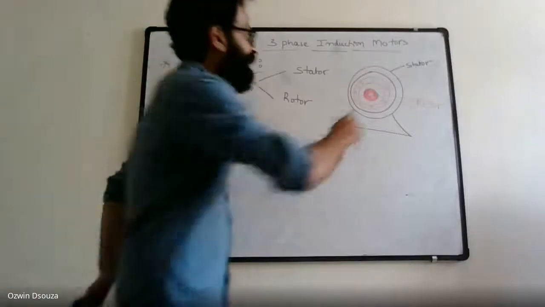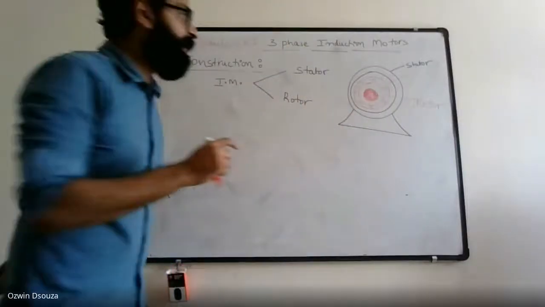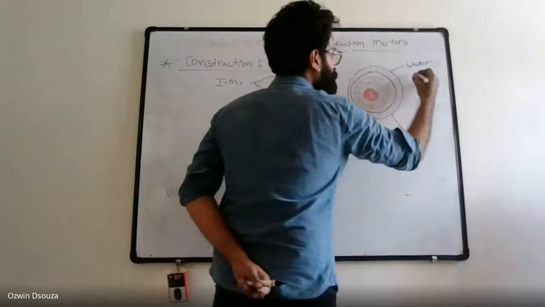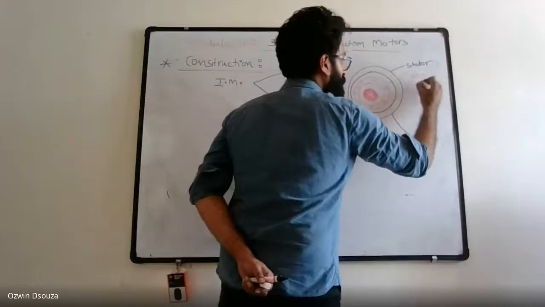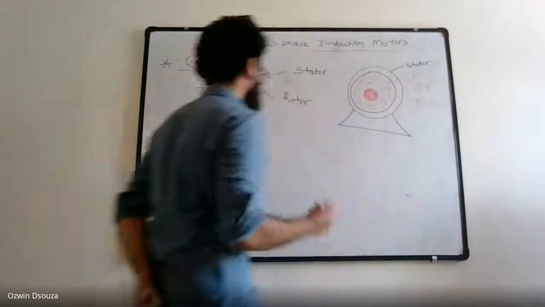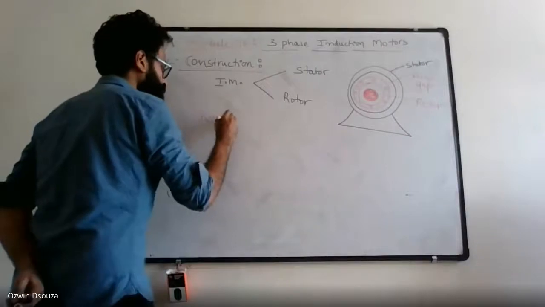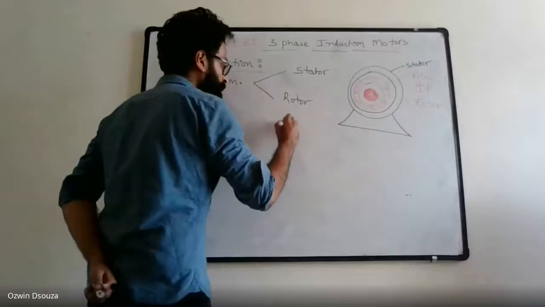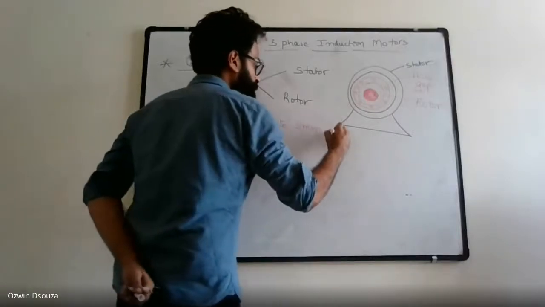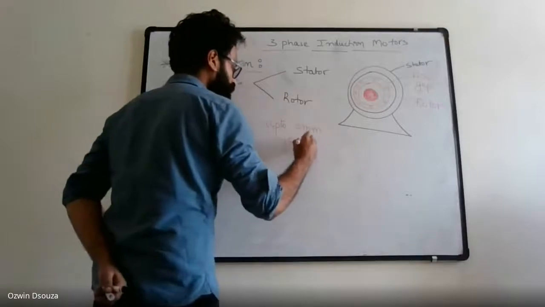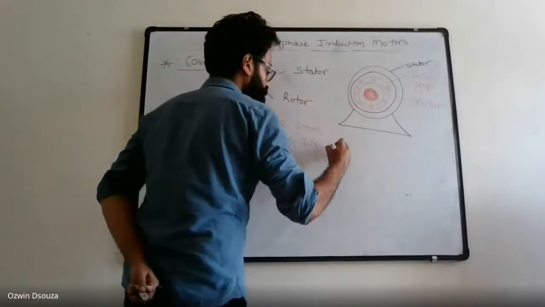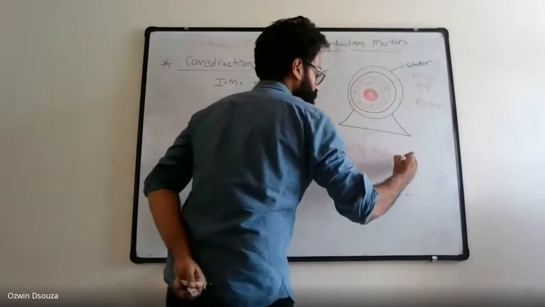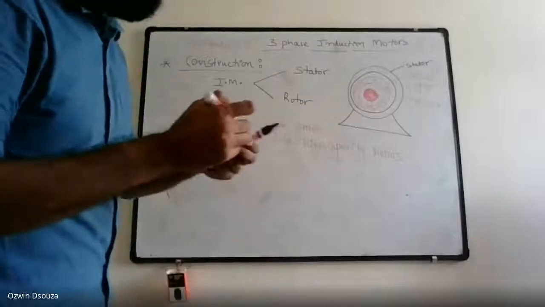Now in the diagram, the clearance is shown as quite big, but in reality, the clearance is very, very small. The clearance between stator and rotor is called the air gap. This air gap is very, very small. It is up to 3 mm for high capacity motors.